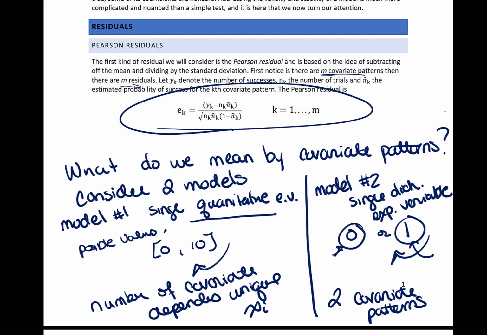Notice again, with these we're using a subscript k here because we may not have a different residual for each observation. We're really going to have a different residual for each of the covariate patterns. Now, it may be the case that the number of covariate patterns equals the number of observations, but in the case of model 2 that we have down here, we can see very quickly that the number of covariate patterns is going to be less than the number of observations.